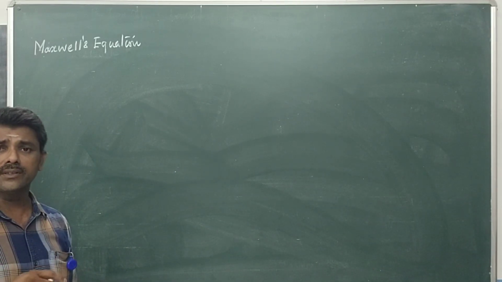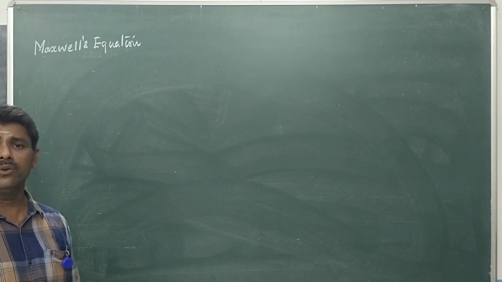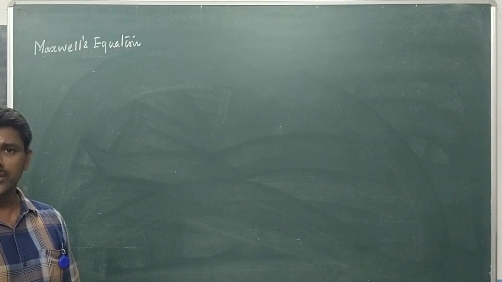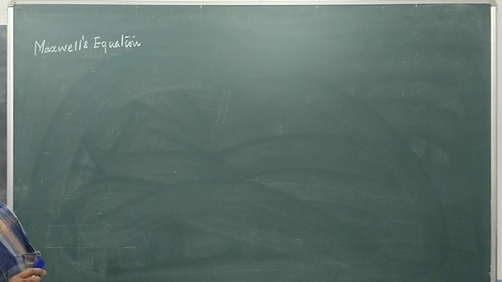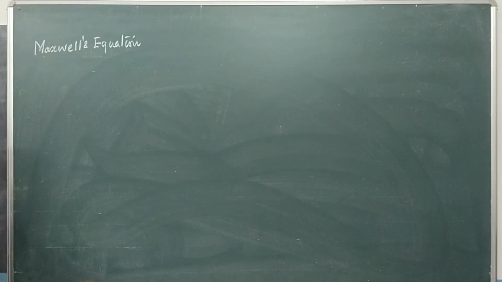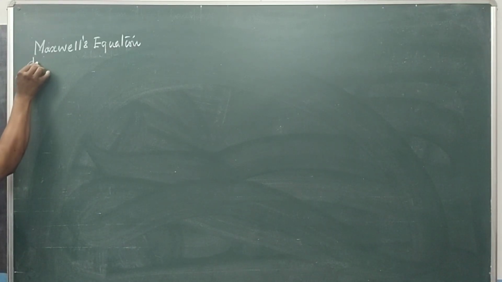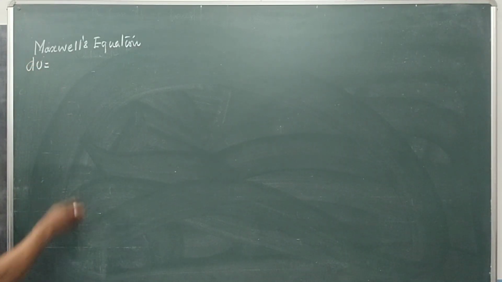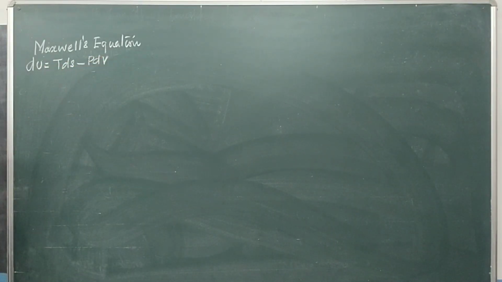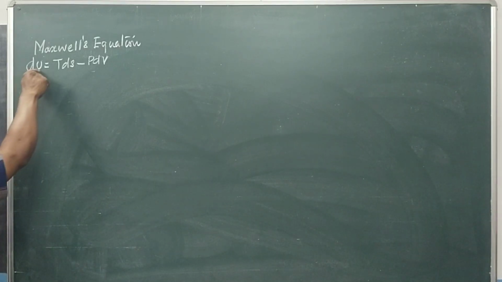Maxwell's equations, or relations, are very helpful in estimating changes in entropy by using pressure, volume, and temperature. Maxwell's relations are derived from the fundamental property relations. The first fundamental property relation: the change in internal energy is equal to TdS minus PdV, and we know that each energy property has a set of canonical variables.